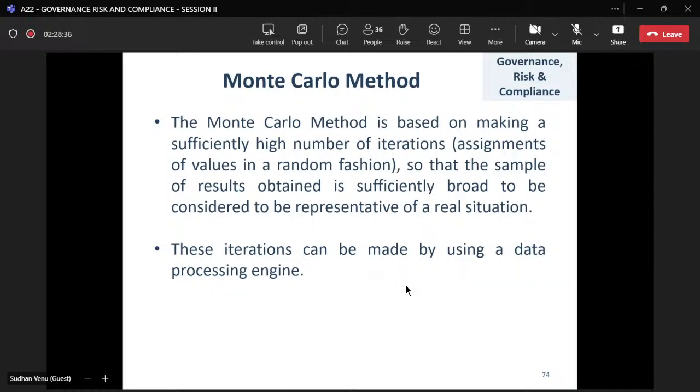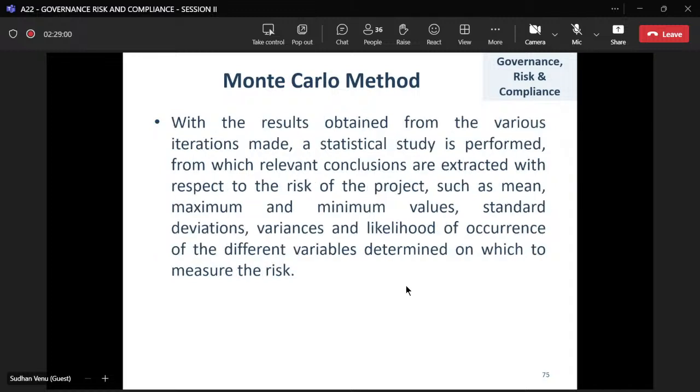So the Monte Carlo method works with a sufficiently high number of iterations. There is an assignment of values in a random fashion, so the sample of results obtained is sufficiently broad to be considered representative of the real situation. These iterations can be made using a data processing engine, and by way of iteration they are doing the Monte Carlo method.